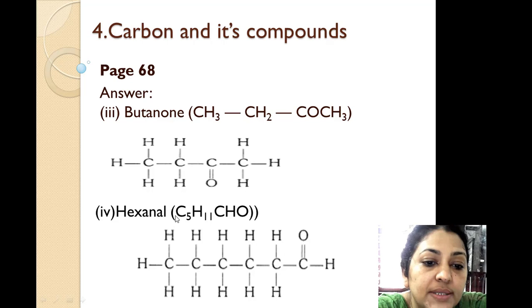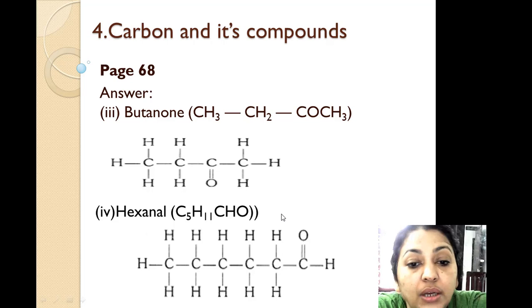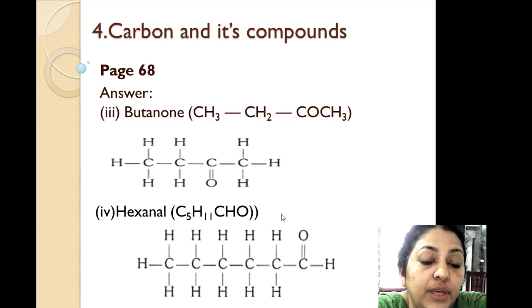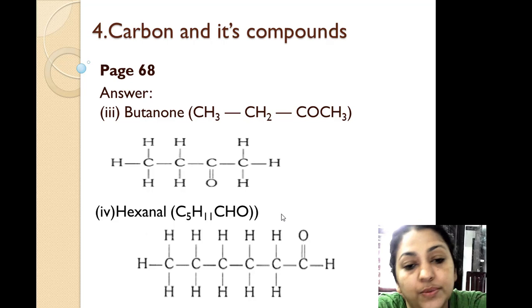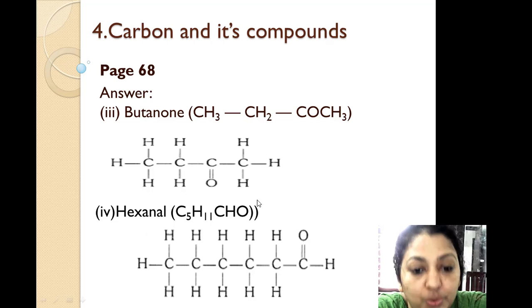Now hexanal. Al means aldehyde. What is the functional group? CHO, right? If you have any confusion about functional groups, go and watch the previous video where we discussed functional groups. So it is CHO. We know that CHO is a terminal group. At the end only it will come. So here we are attaching CHO. This is the structure, C double bond O and H.